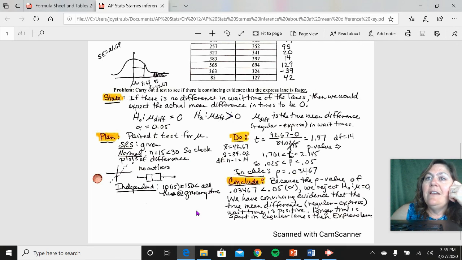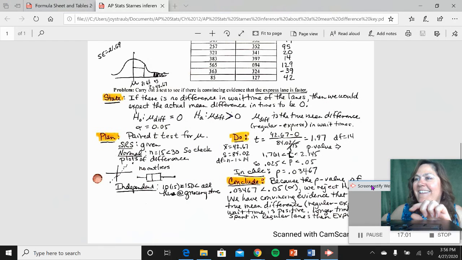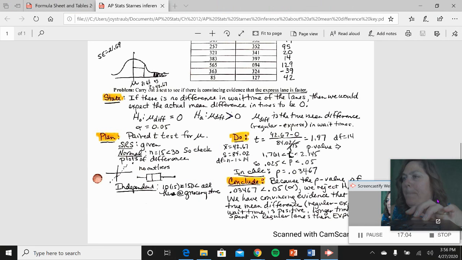That's it for today's notes, guys. View this and ask me questions, because paired t is a little bit tricky. And like I said yesterday in the notes, you will have one of these on this chapter's test, where a group of people took a test, took a class, and then took the test again, and we want to see if they do better. So make sure you understand how to do a paired t test. In the next notes, we'll be doing it with proportions.